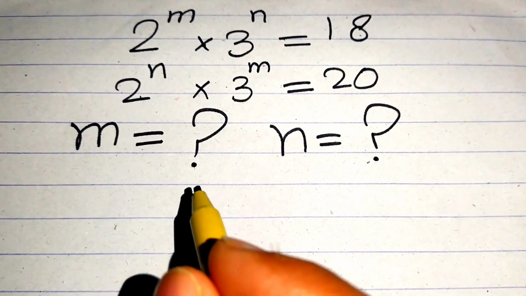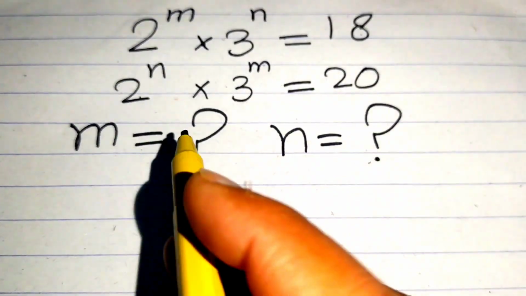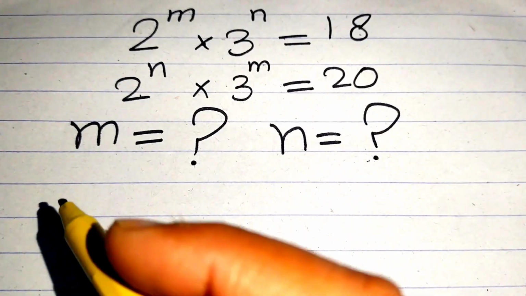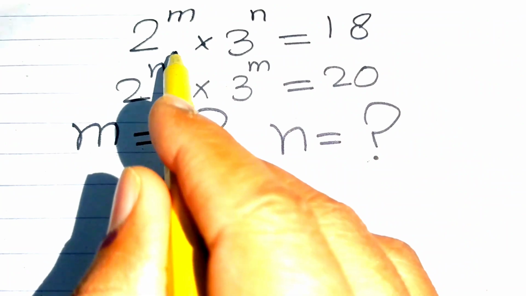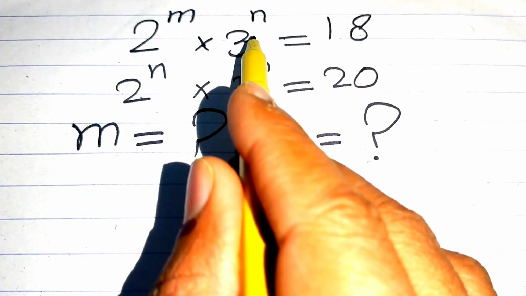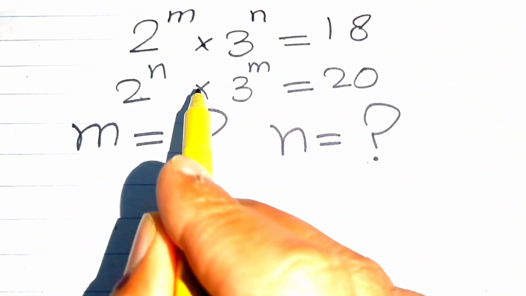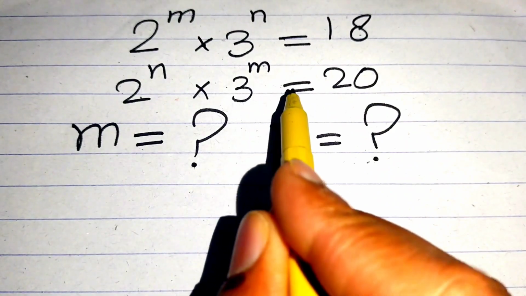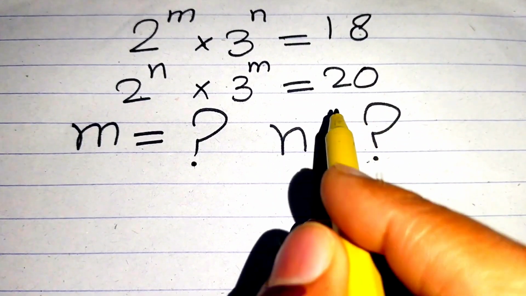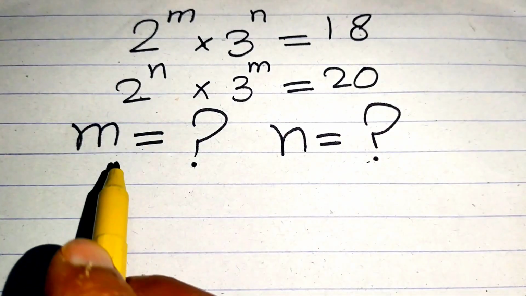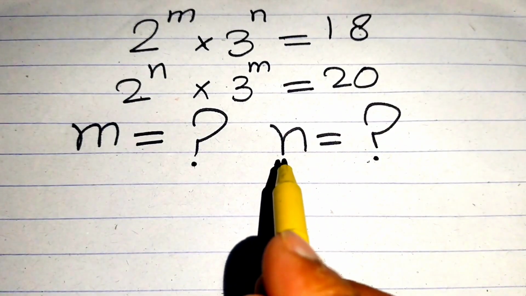In this video, we are going to solve this nice math algebra problem. Here we have 2 to the power of m multiplied by 3 to the power of n equals 18, and 2 to the power of n multiplied by 3 to the power of m equals 20. And we solve this problem for the values of m and n.